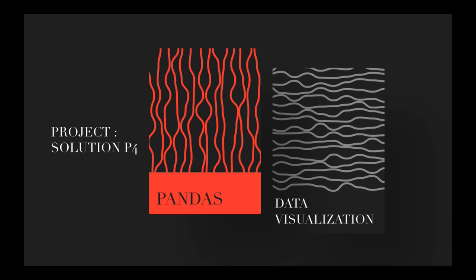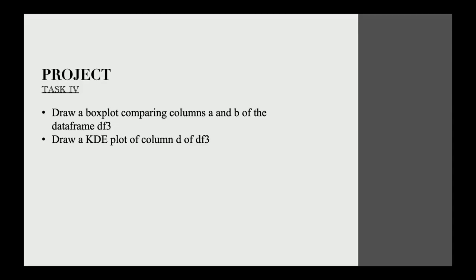Hi guys, welcome back to our course on data visualization with Pandas. In today's lecture, we are going to solve the fourth task of our project. So let's get started. So the task 4 is draw a box plot comparing columns A and B of the data frame DF3 and also draw a KDE or kernel density estimation plot of the column D of the data frame. Now let's move on to the solution.